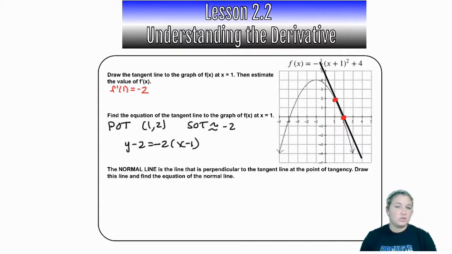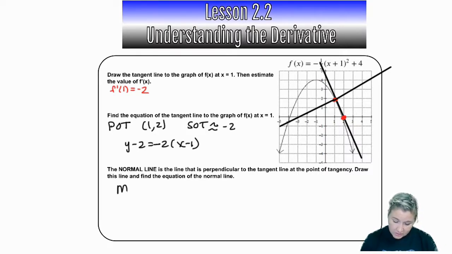Now we're going to look at the normal line. This is not a big thing, because you'll see it a little bit, but it's not nearly as big as the tangent line. The normal line is perpendicular to this line at the point of tangency. So we're going to draw the normal line. What's really nice is that I can estimate the slope pretty well, because I know that perpendicular lines have opposite reciprocal slopes.